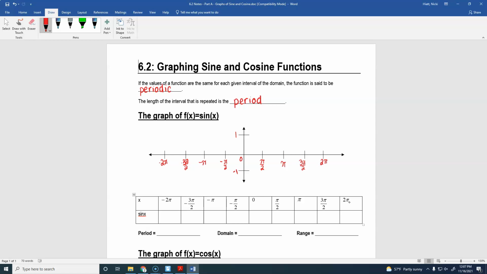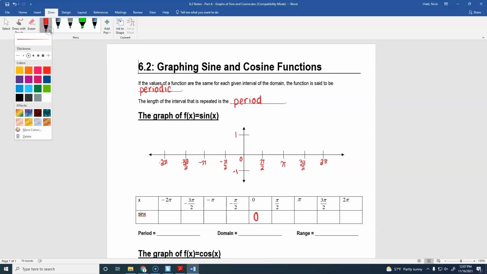So what I want you to do is look at your unit circle and fill in this chart for me. So you're going to find sine of 0. Somebody tell me just real quick, what is sine of 0? 0. Okay, so sine of 0 is 0. Then you're going to find sine of pi over 2, pi, 3 pi over 2, 2 pi. Fill in this chart, and then you are going to graph those points on this graph.